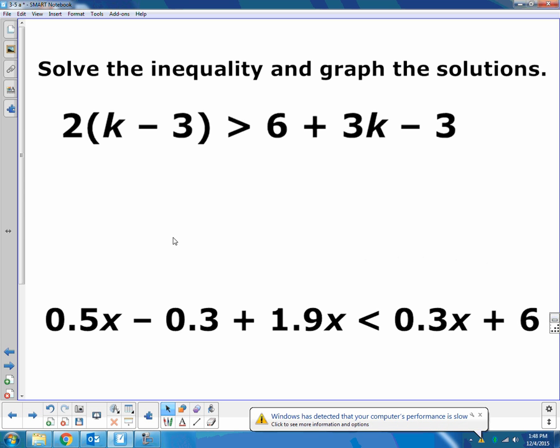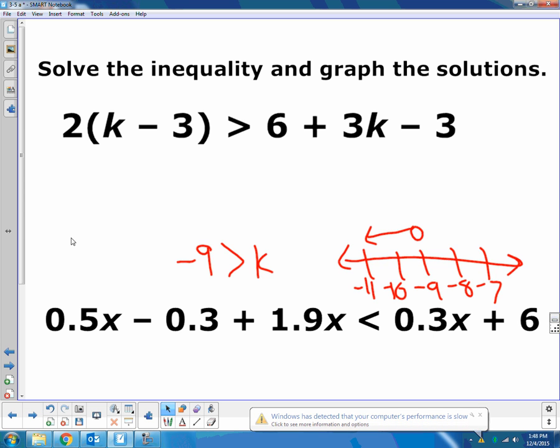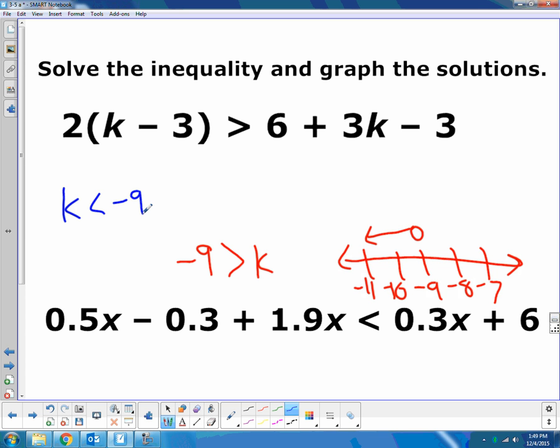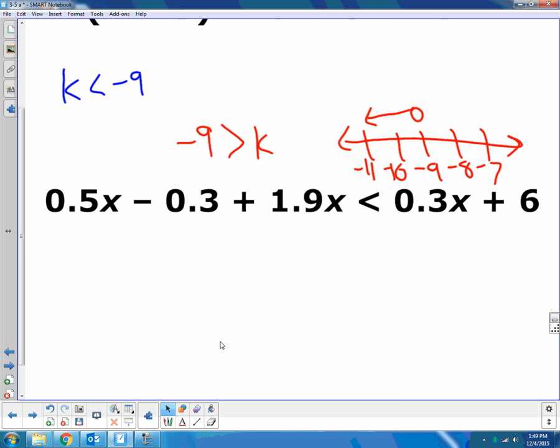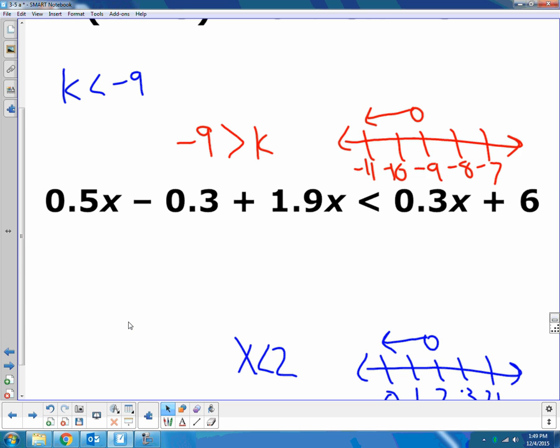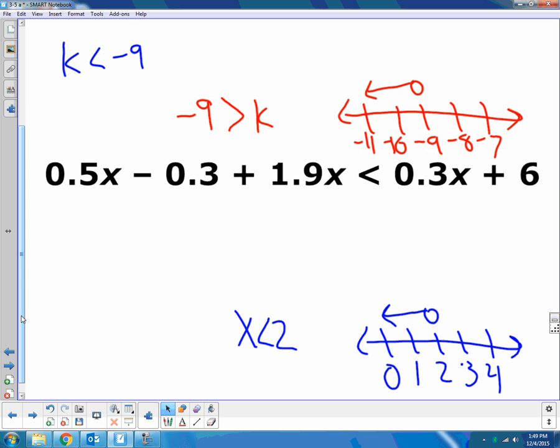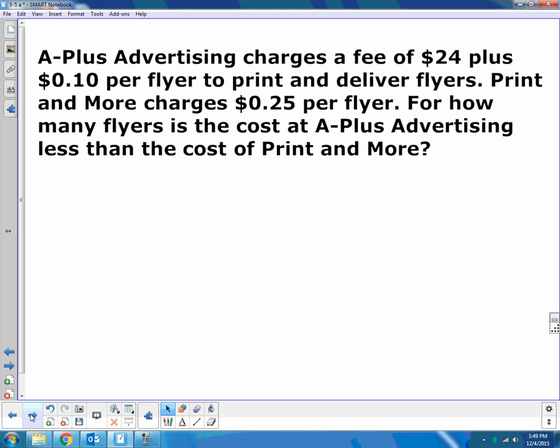The first one here, I have that -9 is greater than k. But again, remember, if you have that flipped around, if you said that k was less than -9, that's fine, as long as it's eating the -9. It's eating the bigger number, it's pointing at k. So make sure you have either one of those. Same thing for this one here. Make sure that you have x is less than 2, or it could be flipped around, 2 is greater than x. If you didn't get those answers, watch the linked video.